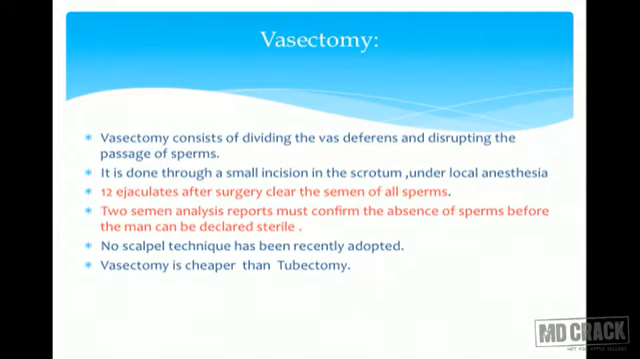The only instruction which has to be given to the patient is that immediately after surgery, the patient doesn't become sterile. It still has some sperms in the conduction system. So for a minimum of 12 ejaculates, he has to use a condom, a barrier contraceptive or some other contraceptive. Again, to assure him, at least 2 semen reports should show no sperms. Only then can we say that he is sterile now.